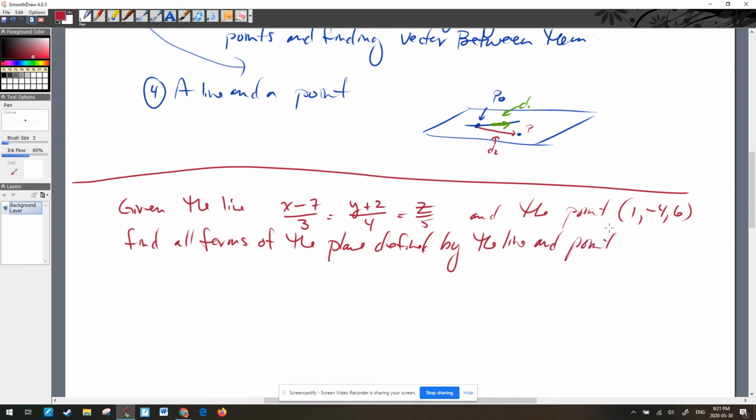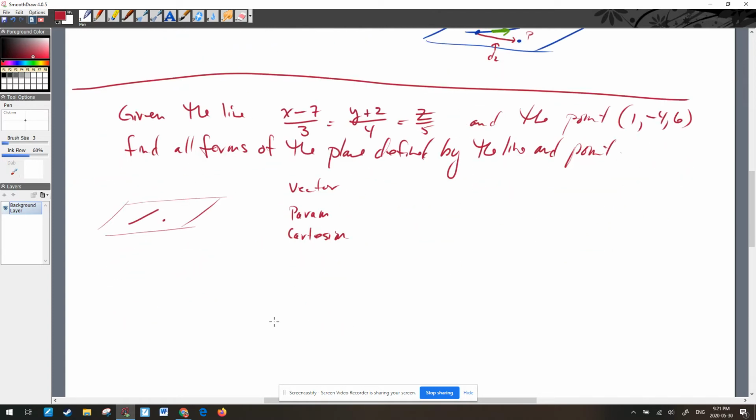Okay, so this is the equation of a line right here, and there is another point. So effectively, I've given you that case that I just drew up there: a line and a point. And I want you to find the vector equation, the parametric equation, and the Cartesian equation. So go ahead, pause this, and give it a whirl.